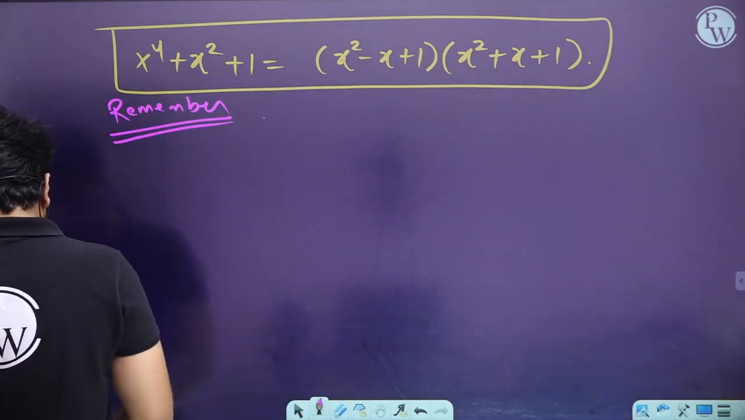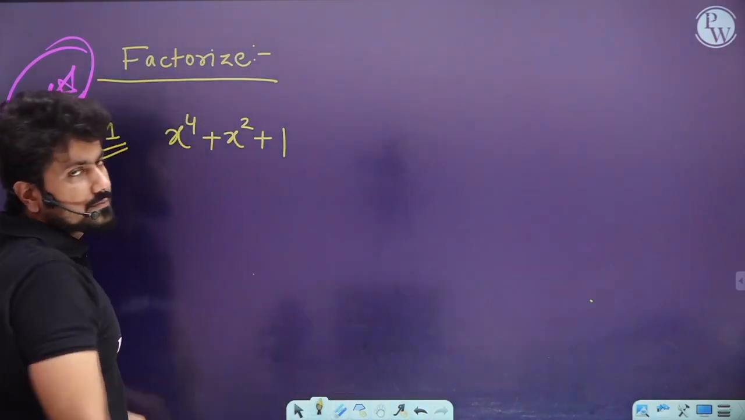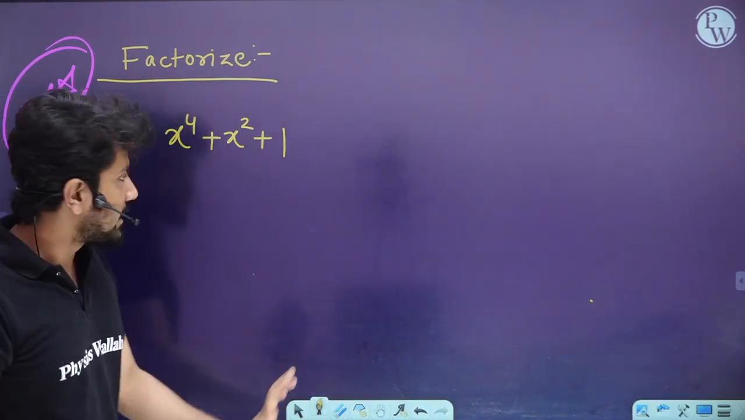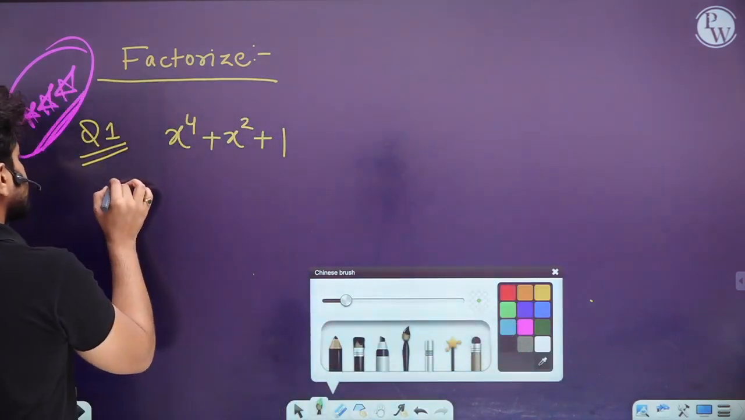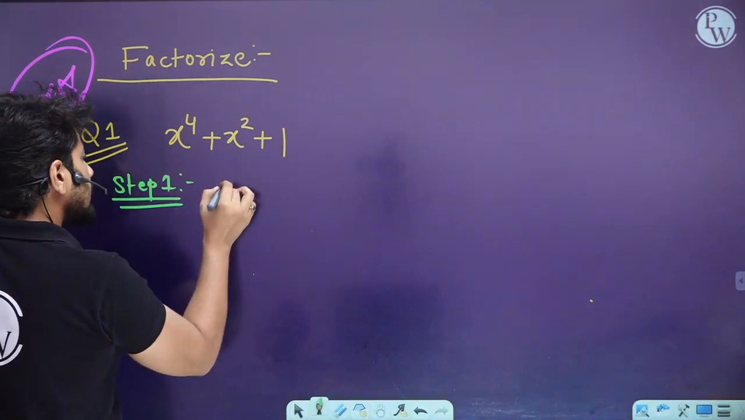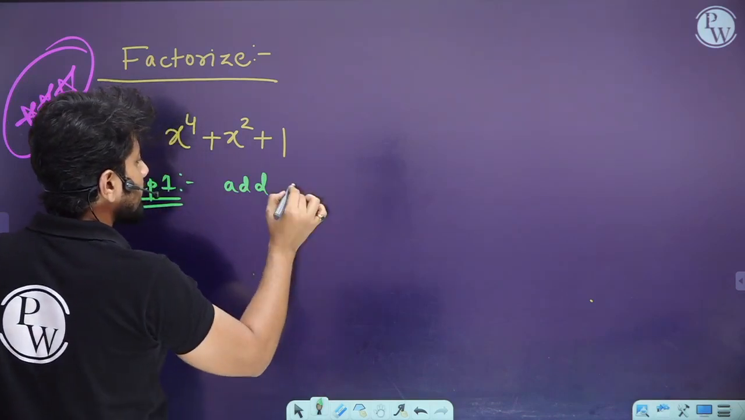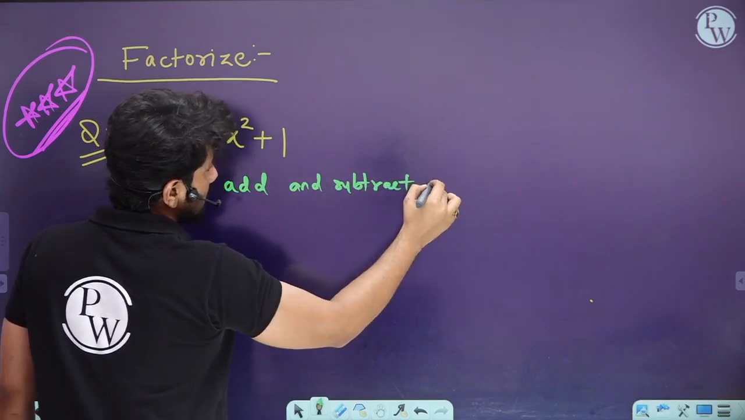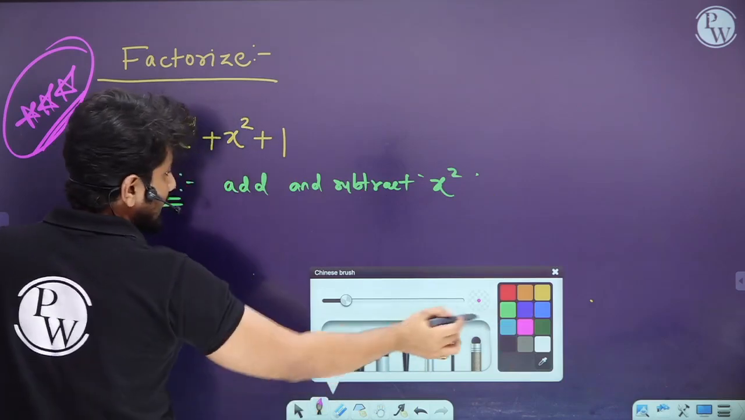Now how do we prove it? So its proof is also important. How do I factorize this? What I'm going to do is make a perfect square over here. To make that perfect square, my first step, step one, is to add x square and subtract x square in it.